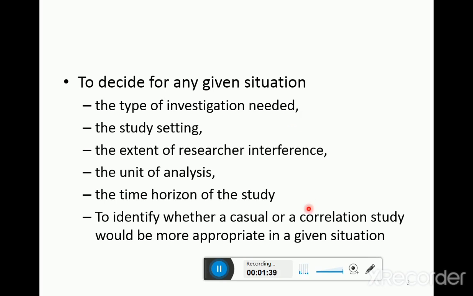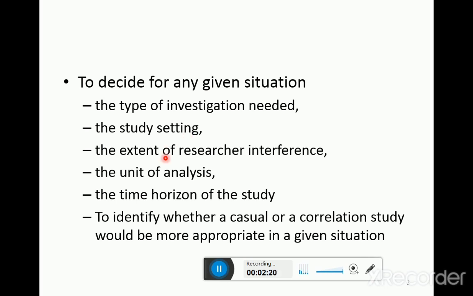So when the researcher designs the research, the first point is the type of investigation required. Second, the study setting. The study setting means whether it is a lab oriented study or a non lab oriented field study, contrived or non contrived, whether it is conducted in a real environment or, for example, an artificial environment setting.